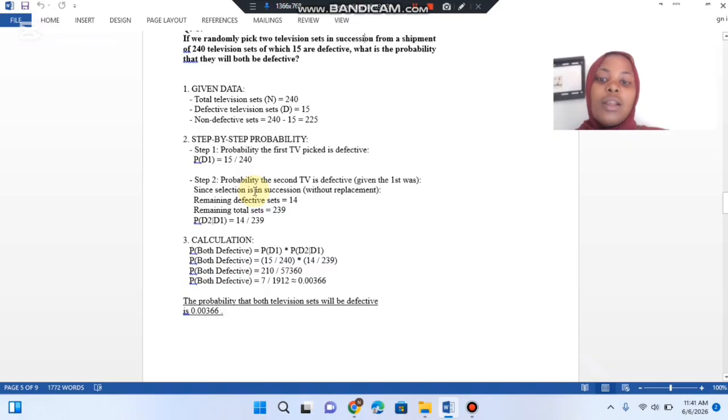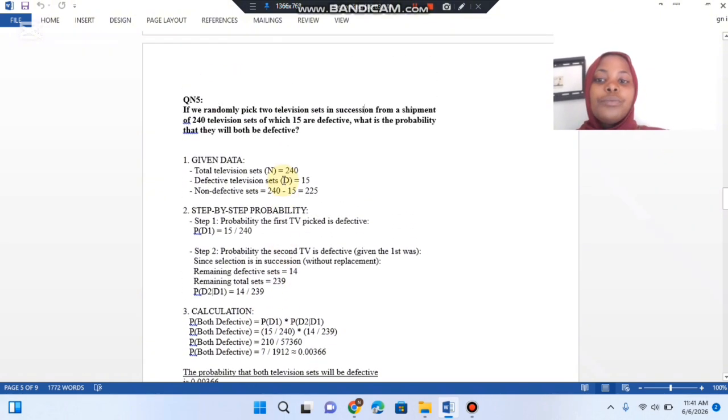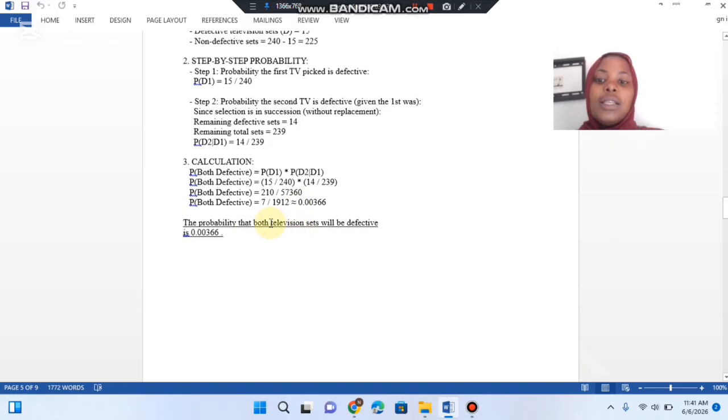But then the probability that the second TV is defective, without replacement, we are going to get 14 out of 239, since it is without replacement. So the probability that they will both be defective, we are going to get the probability that the first TV picked is defective multiplied by the probability that the second TV is defective. Then we get the answer as 0.003266. Thank you.